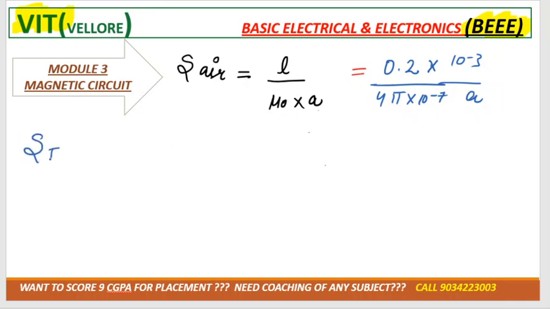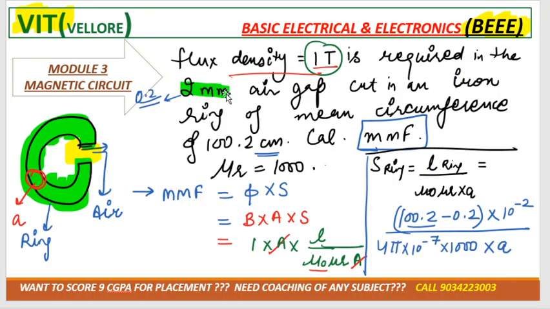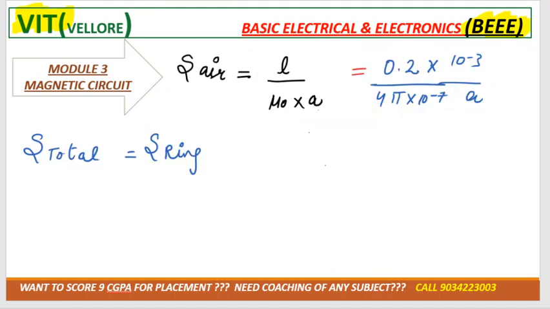So now we need to take the total reluctance. The 0.2 centimeter into meter, what would be the value? You can convert it yourself. I am writing here 2 millimeter, which you need to convert into meter. Fine. So S total is how much? S ring plus S air.